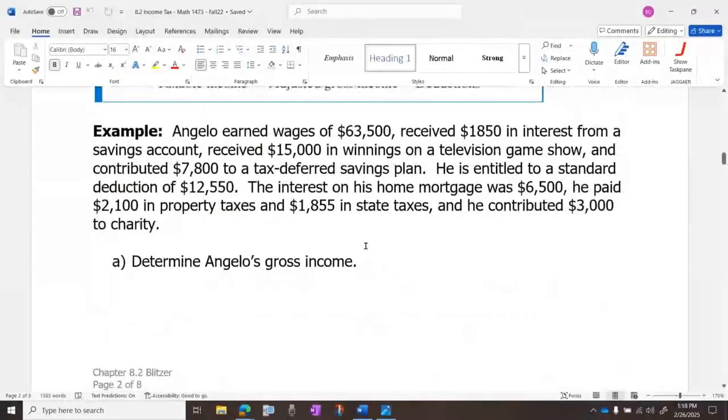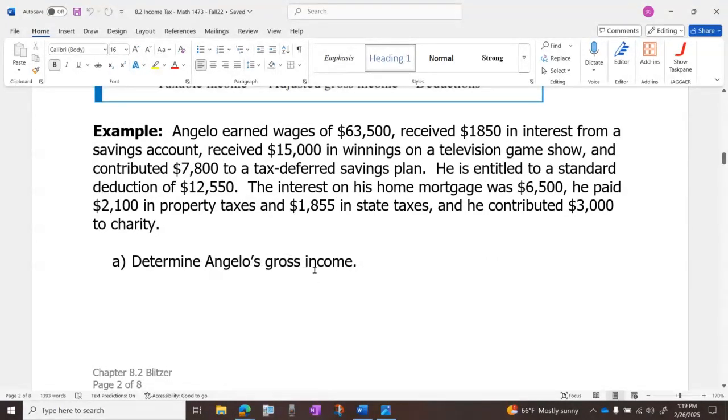Okay, let's look at Angelo. Angelo earned wages of $63,500, received $1,850 in interest from a savings account, received $15,000 in winnings on a television game show, and contributed $7,800 to a tax-deferred savings plan. He is entitled to a standard deduction of $12,550. The interest on his home mortgage was $6,500. He paid $2,100 in property taxes and $1,855 in state taxes, and he contributed $3,000 to charity. So that's all the information about Angelo.